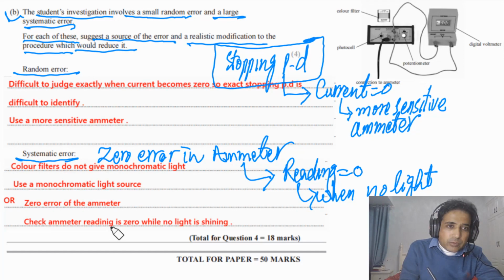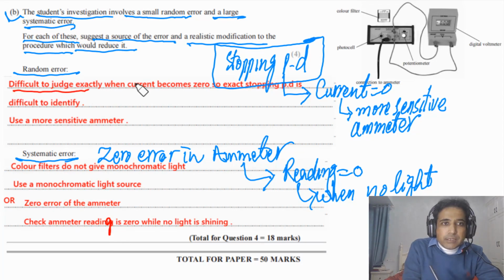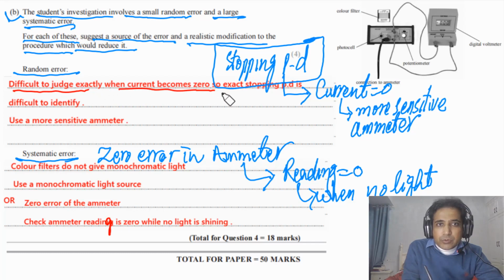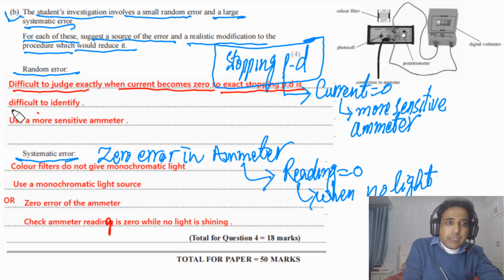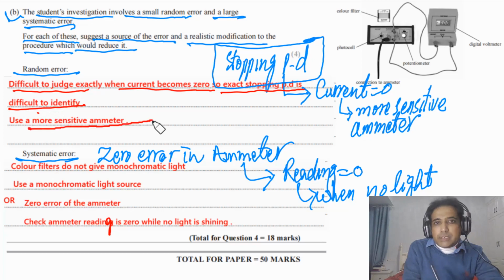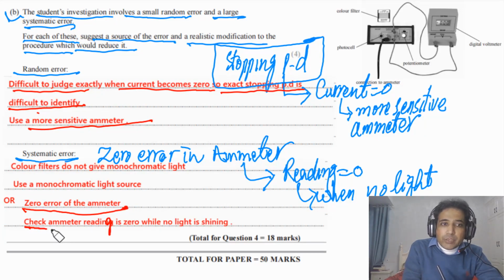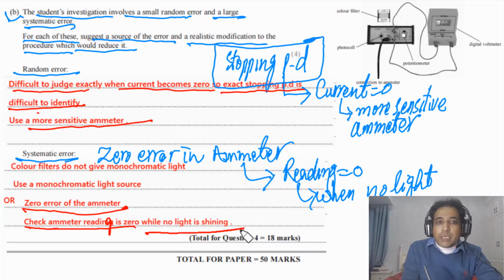So we can say it is difficult to judge exactly when the current becomes 0. So the exact stopping PD is difficult to identify. So use a more sensitive ammeter. And for systematic error, we can say zero error of the ammeter. We need to check the ammeter for zero error, and we need to make sure the ammeter reads 0 when no light is shining on the photo cell.